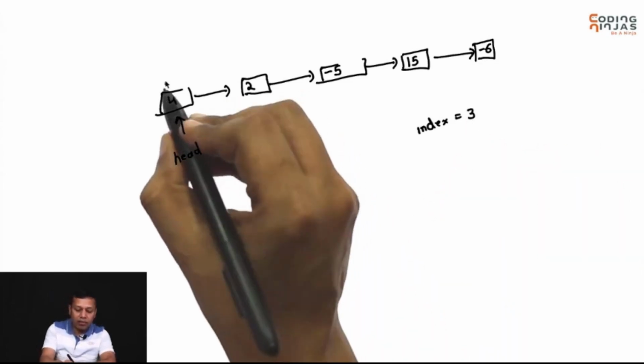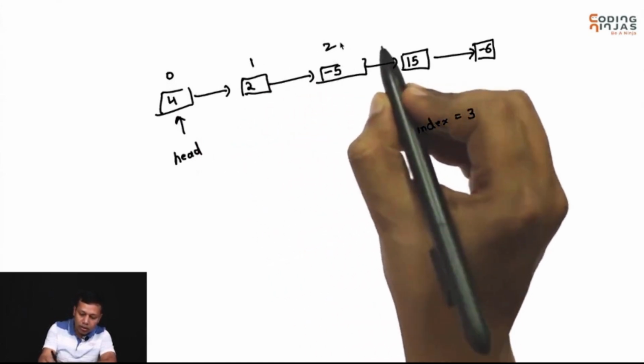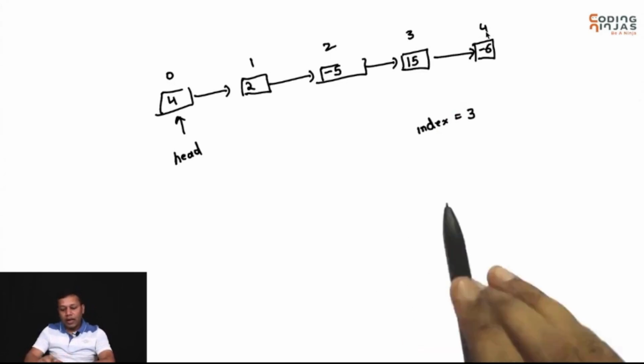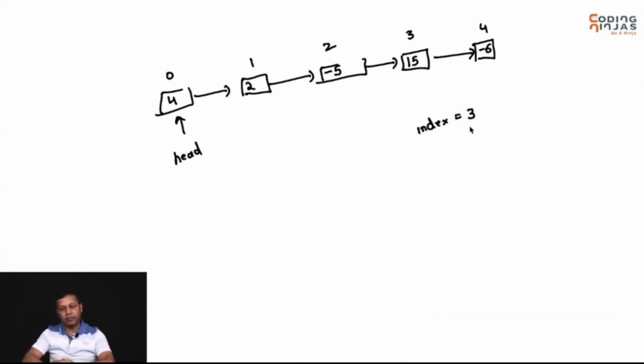Okay, and my indexing for the node starts from 0. So 0, 1, 2, 3 and 4. So I need to delete the node which is present at index 3. So what I need to do is I need to delete 15. Okay, so how should I go about the problem? Do I need to locate the ith node? So do I need to reach the node which is at index 3?